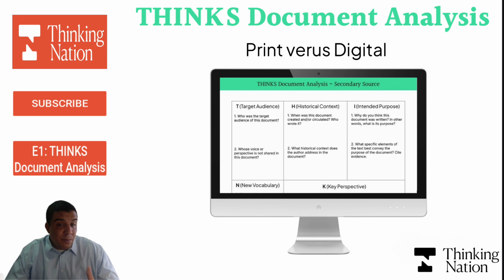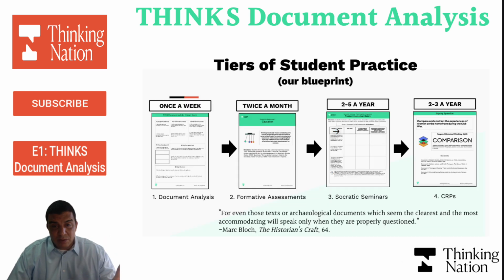I actually think that's best because it's varying up the tech use as well. But if you decide to use the platform, these can be assigned on our Thinking Nation platform, and teachers can have access to the students' answers on there. That is okay as well. The goal is this: implementation.